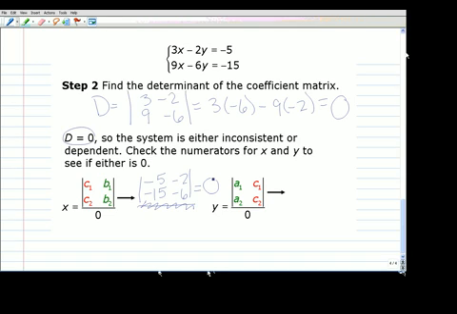But just for the purposes of this example, let's check the other one as well. So here the numerator will be 3 and 9. Those are the x coefficients. And then the y coefficients have been replaced with the constants, which are -5 and -15. That equals 0 as well when we take that determinant. So as it turns out, both of these were equal to 0. We only needed one. But since at least one of these has a determinant of 0 for this numerator, the system is dependent, and it has infinitely many solutions.